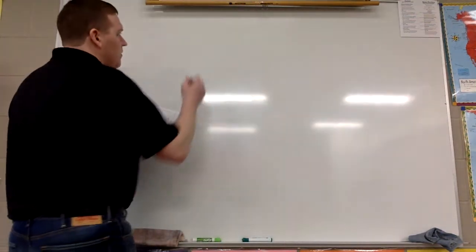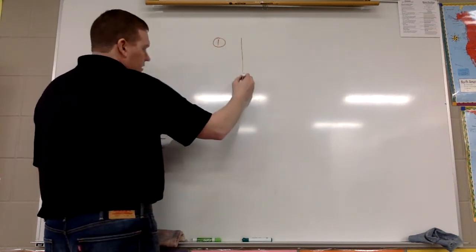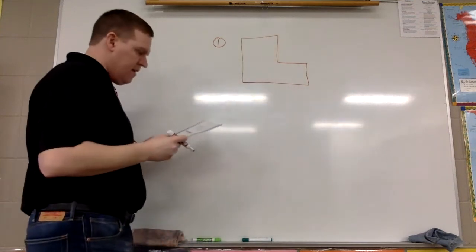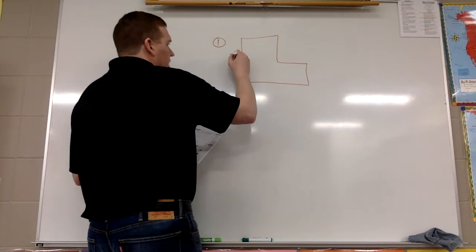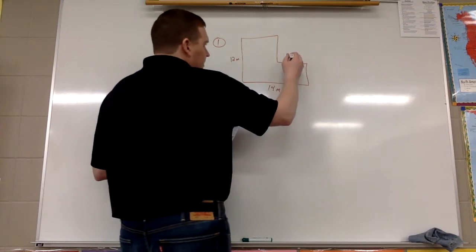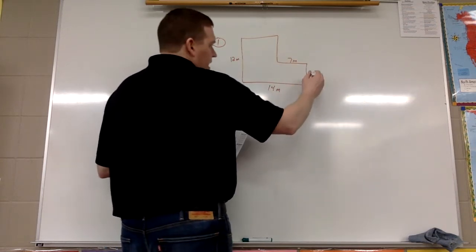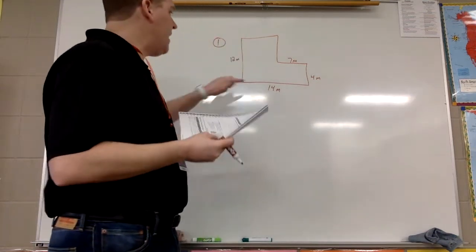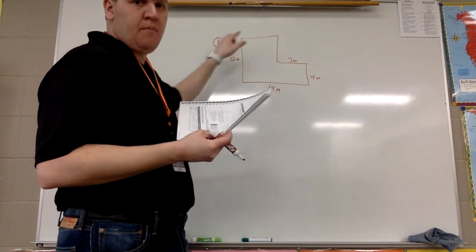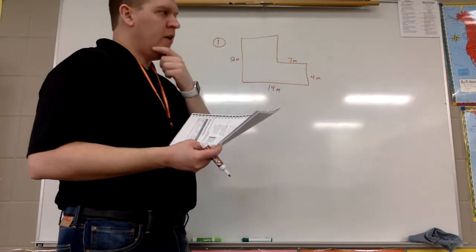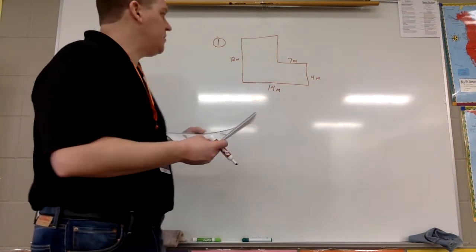So if you look at number 1 first, in your packet, we have a composite figure, and just like in the other example, we have missing sides. So I have 12 meters here, 14 meters here, 7 meters here, and 4 meters here. Now the difference is, when we were doing perimeter, we had to find all the sides, right? Because we were adding up all the sides together. But in this, we're finding the area. And so area is length times width.